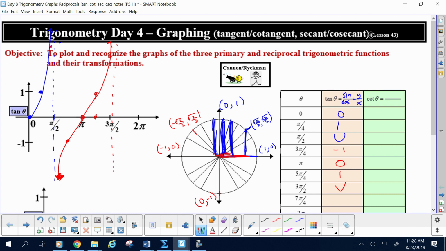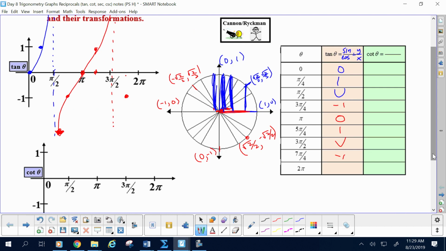And then at 7 pi over 4, that's here. Sign-wise, that's positive root 2 over 2, negative root 2 over 2. So it's 7 pi over 4, negative 1. And at 2 pi, 0. Look at the pattern. 0, 1, undefined, negative 1, 0, 1, undefined, negative 1. Okay, so you've got back to 0. What do you reckon is going on down here then? Probably again approaching the asymptote.